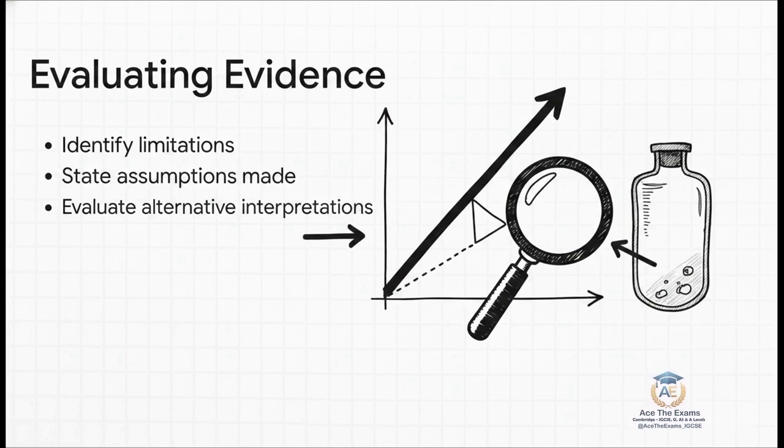But evaluating evidence quality goes even further than that. You need to state assumptions made during the experiment, for instance, assuming a perfect vacuum in the photocell so that the emitted electrons don't collide with stray gas molecules and lose kinetic energy. You need to identify experimental limitations, like the precision of the stopping potential measurement. Truly mastering physics isn't just about blindly performing calculations. It's about interrogating the very data you are working with.